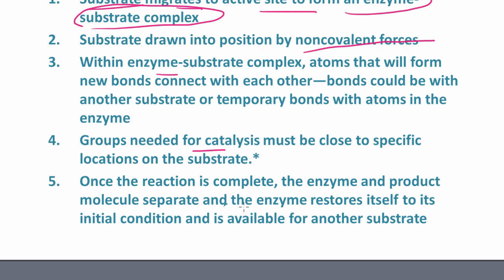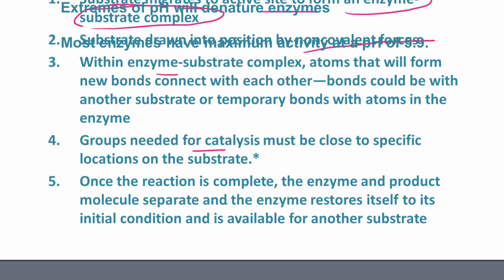So once the reaction is complete, the enzyme and product molecule will separate, and then the enzyme will restore itself to its initial condition, and it's all ready to participate in a reaction with another substrate.